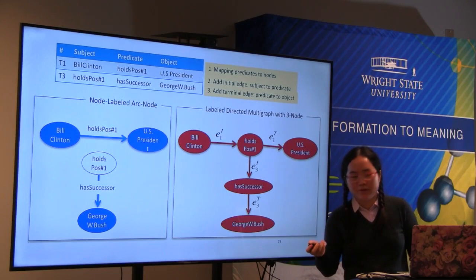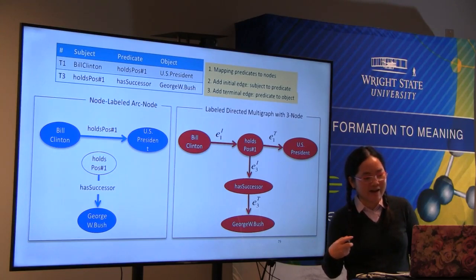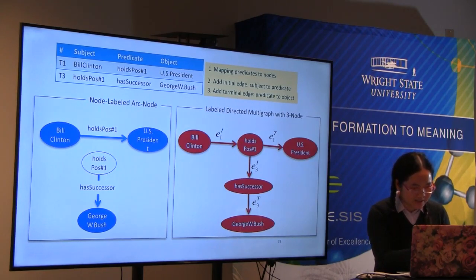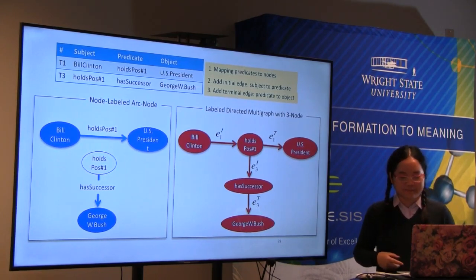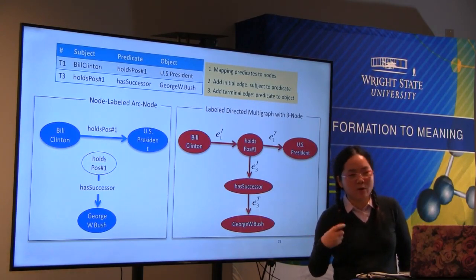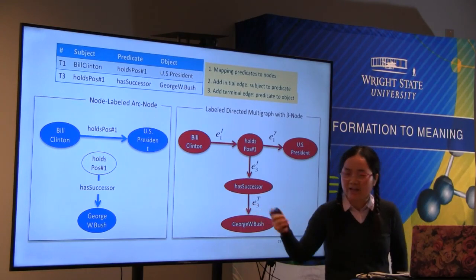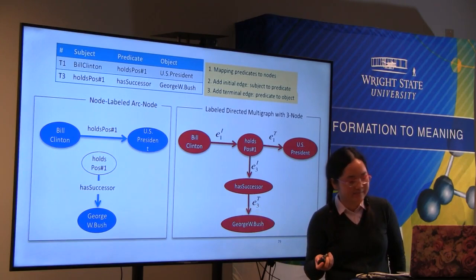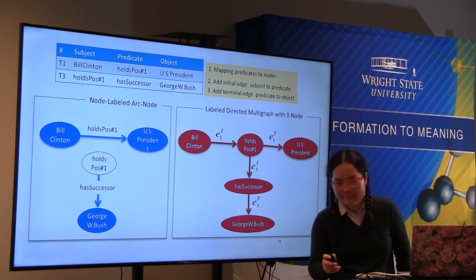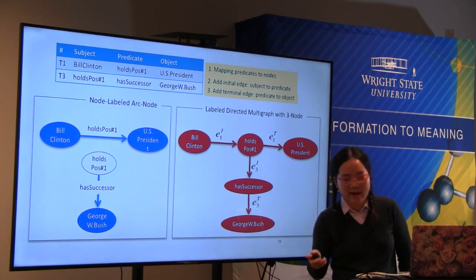And if you look at the graph on the left, Clinton was the previous president, and then its successor. My motivation for this work is from this graph: you can see that the graph is totally disconnected. From Clinton to Bush, we don't have any path connecting them. It's because of this disconnectivity that I'm proposing the one on the right.